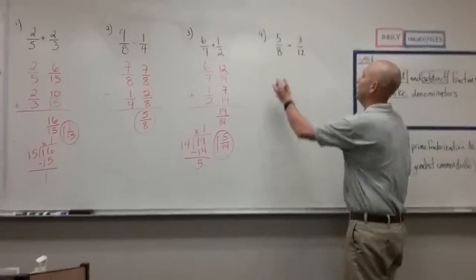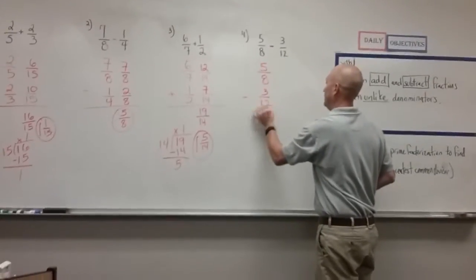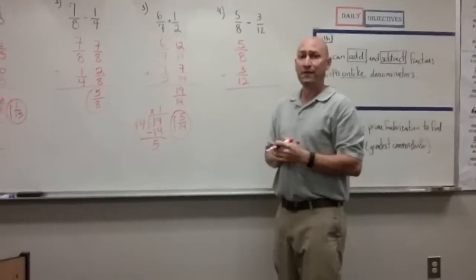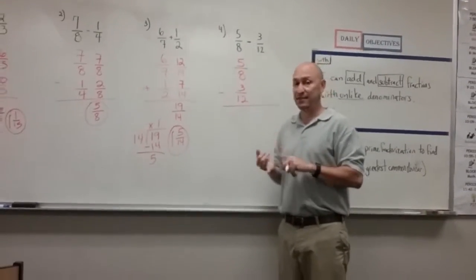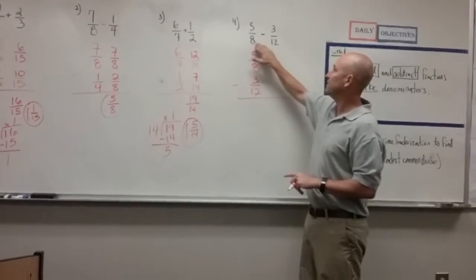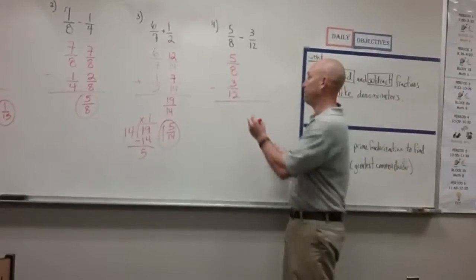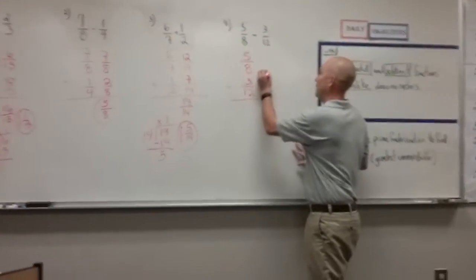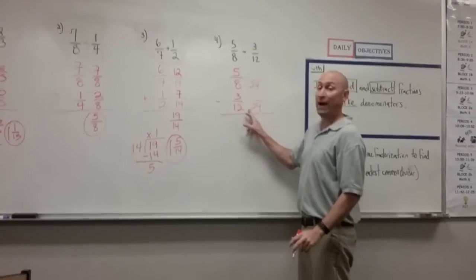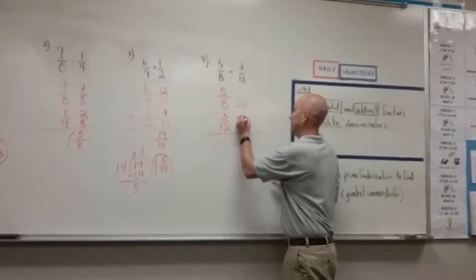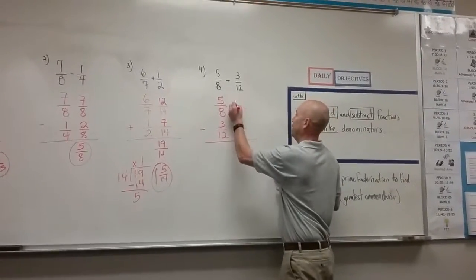Last example here is 5/8 minus 3/12. Now I'm asking myself, where's the first time that 8 and 12 are going to meet? If I'm skip counting, if I make a list, if I do prime factorization. My math facts tell me that 8 times 3 is 24 and 12 times 2 is 24, so the first place they're going to meet is at 24. Now when I make them equivalent, 12 goes into 24 twice, so 3 times 2 is 6. 8 goes into 24 3 times, and 3 times 5 is 15.